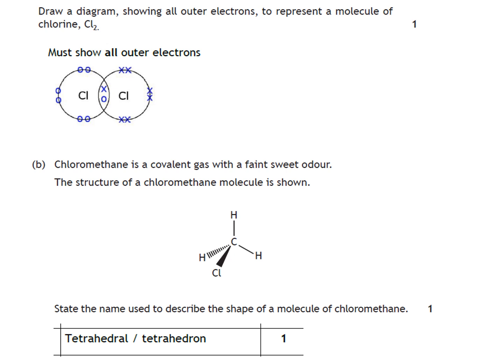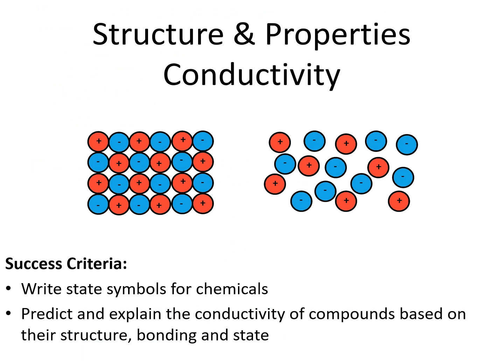Okay, so that's our little quiz to begin with. Let's crack on with today's lesson. So the materials that we're going to cover today are to do with the conductivity and how the structure and property of a chemical determines its conductivity, whether it will allow electricity to pass through it. So we've got our success criteria there. Just take 30 seconds to read those and then we'll get started.